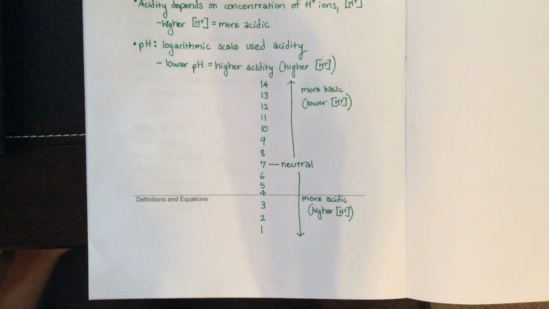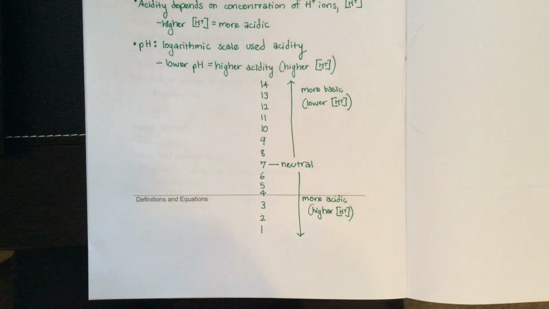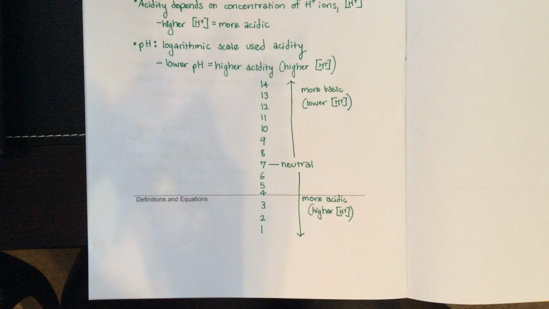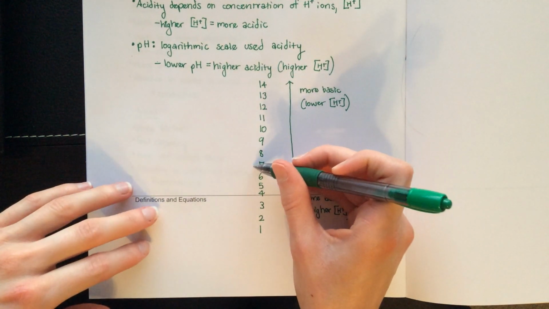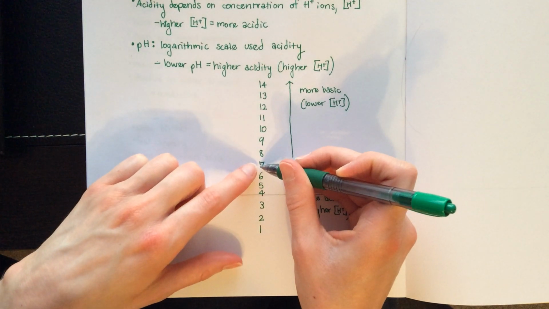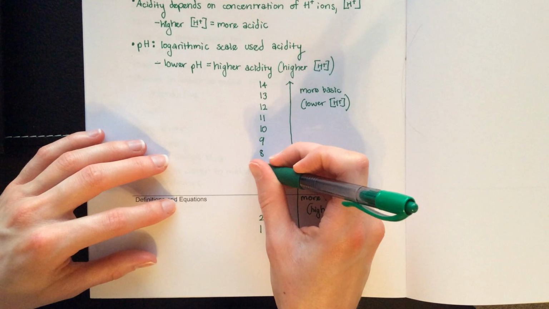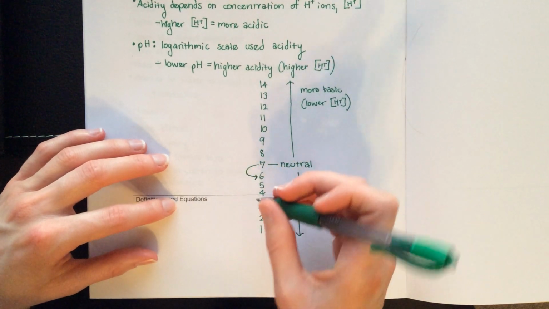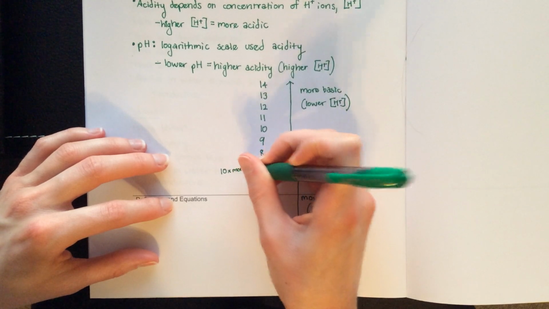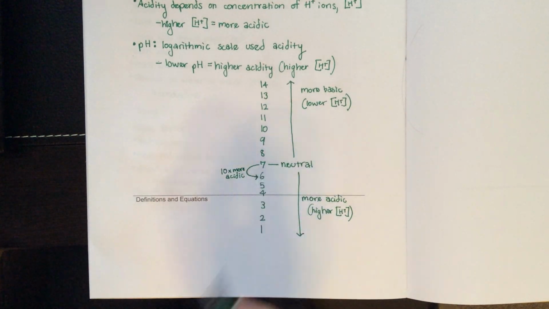So another thing that you need to know about the pH scale, it's really important, is that, again, it's logarithmic. So what that means is that as you go down 1 unit on the pH scale, it actually gets 10 times more acidic. So if we go down from a 7 to a 6, a solution that's 6 is 10 times more acidic than a 7.